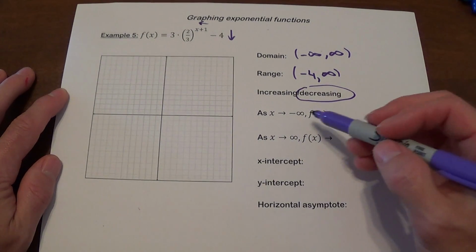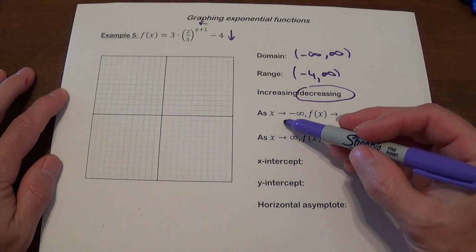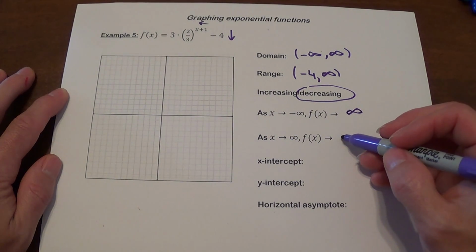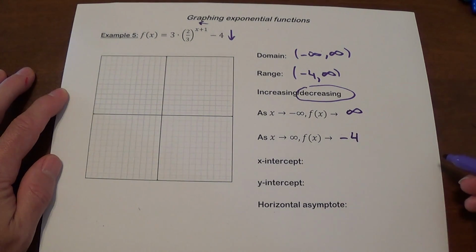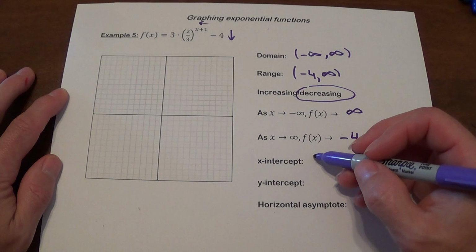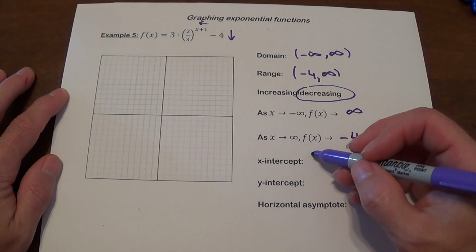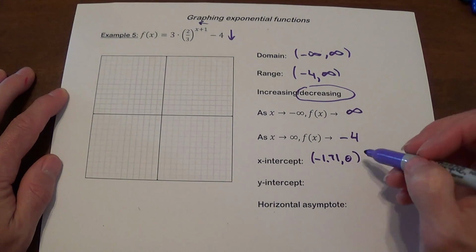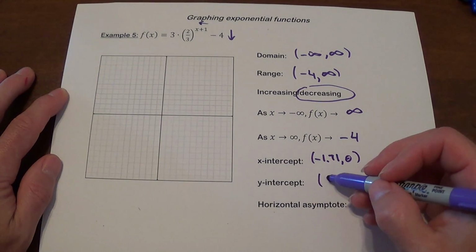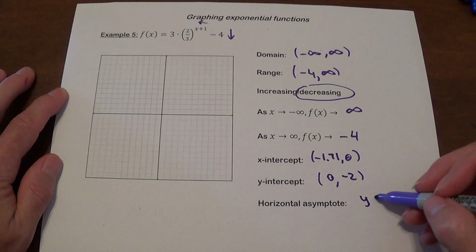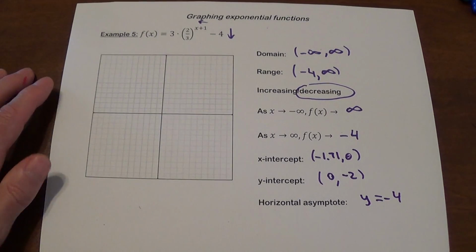As x goes to the left, because the function is decreasing, this is going to go to infinity. As we go to the right with x values, the function is going to go towards -4. The x-intercept here is kind of tough. You have to actually use a calculator or very complex computations. It's approximately -1.710, and the y-intercept here is going to be 0, -2. And as I already mentioned, our horizontal asymptote here is going to be y equals -4.